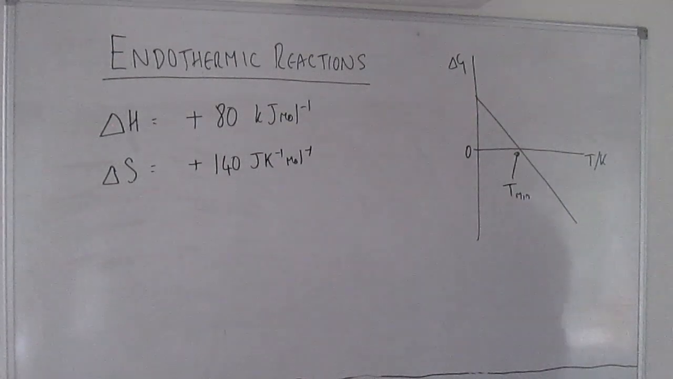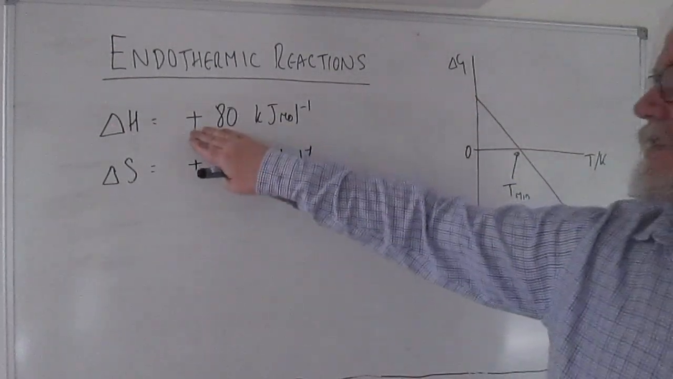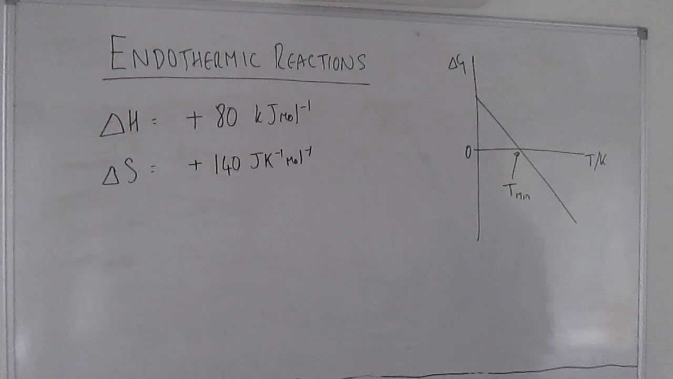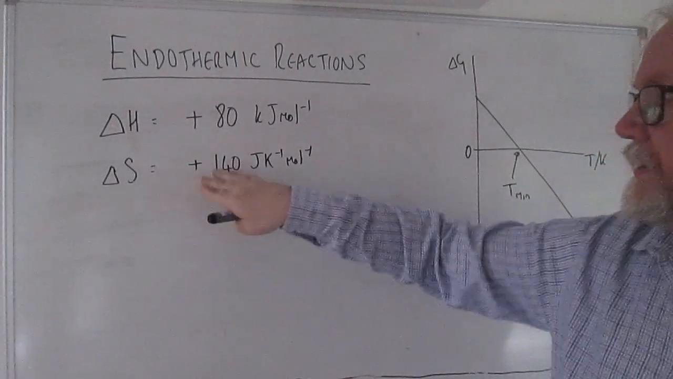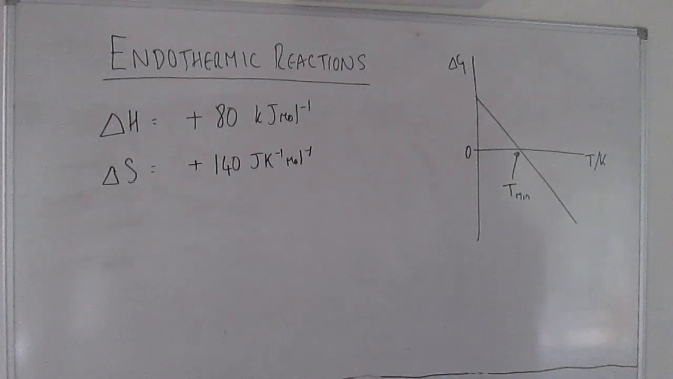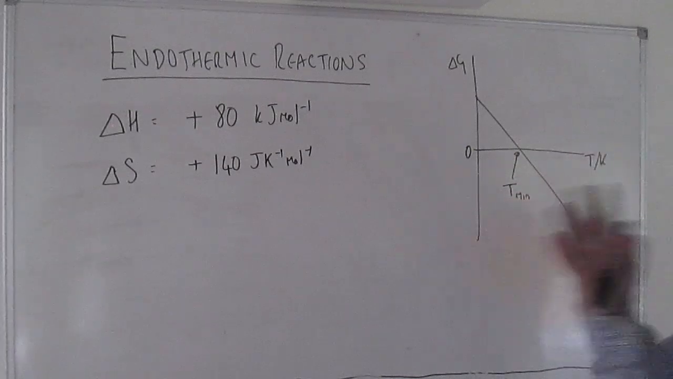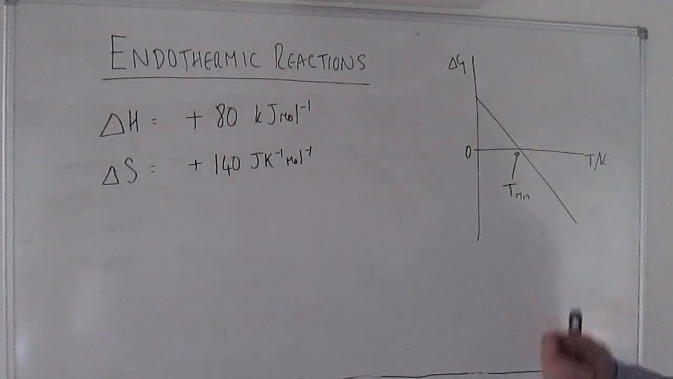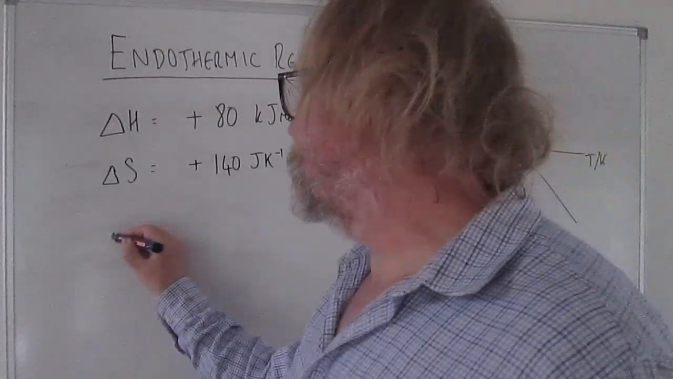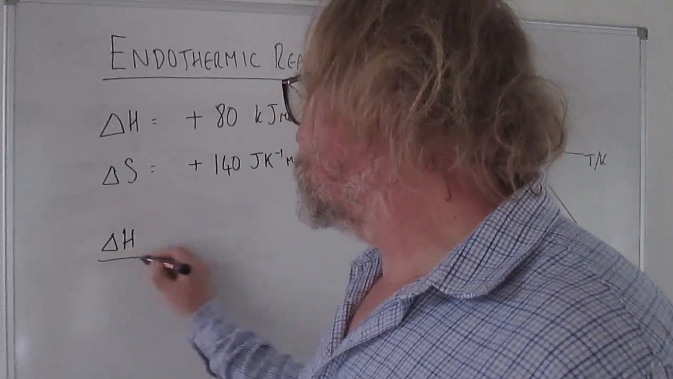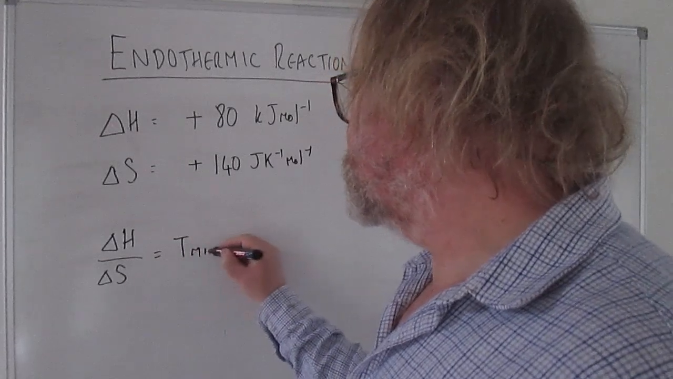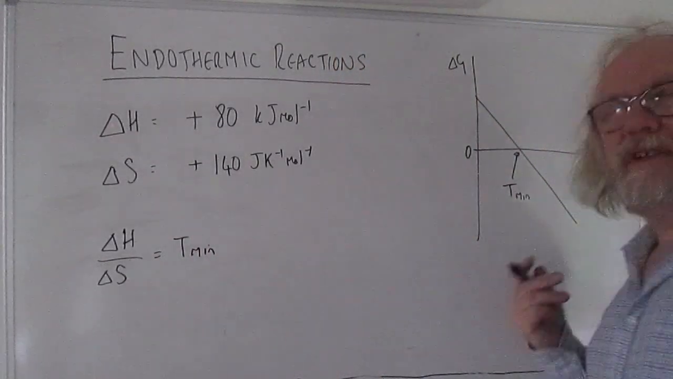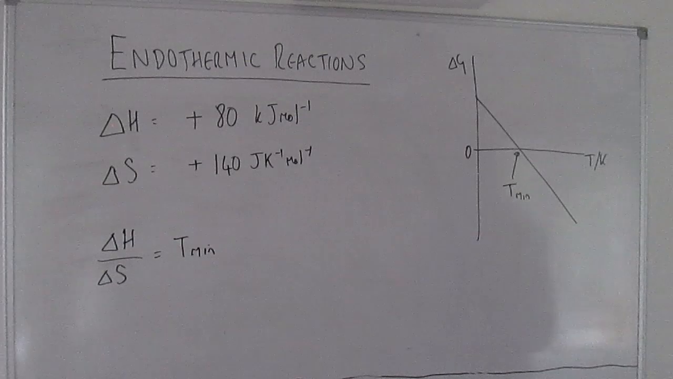Here's an example of an endothermic reaction. So delta H is positive, which is what tells you it's endothermic, and you can see that it should be feasible at some temperature because delta S is positive, and we said that's the requirement for endothermic reactions to be feasible in some temperature range. So we can plug those numbers into the expression we just derived, which is that delta H divided by delta S is equal to T minimum.